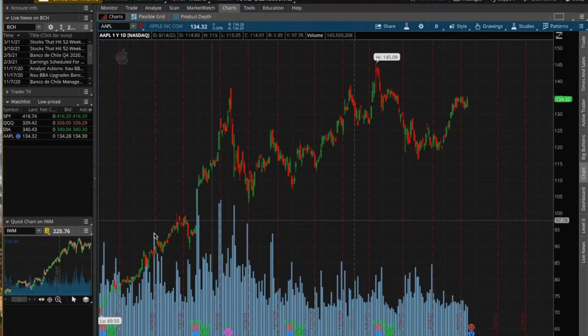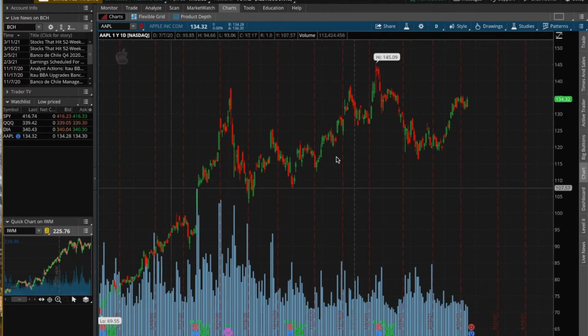So right now, these green and red candles are the price. Red typically means there's more sellers, green means there's more buyers. This blue is volume, so it just means how many people are actually in the trade at a given time.